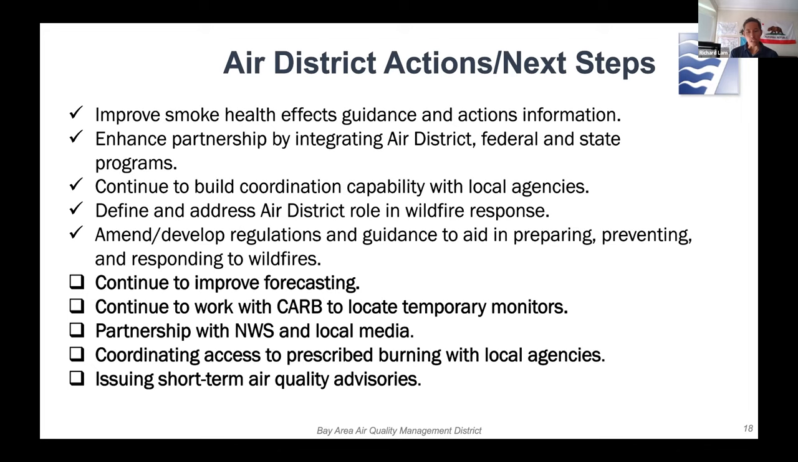And then we're also trying to do more short-term air quality advisory forecasts. You may have noticed this year with the Marsh Fire in Contra Costa County, we monitor the situation daily and try to issue air quality advisories for those areas. And now we're doing air quality advisories for the Oak Fire. Next slide.